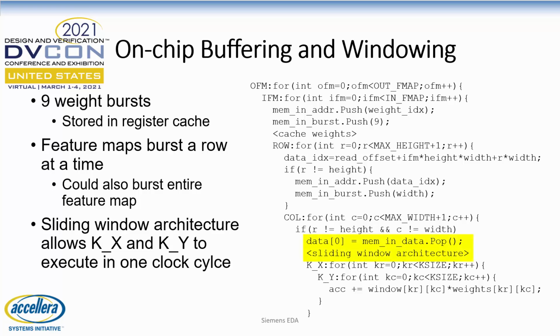Within the column loop, the feature map data is read one row at a time by calling the connections pop method, and that data is then fed into a sliding window architecture described in C++. The sliding window architecture then provides a window of data that can be accessed in parallel because the window of data is stored in registers. This will allow the KX and KY multiply accumulate loops to execute in one clock cycle because there is no dependence on the bus interface.